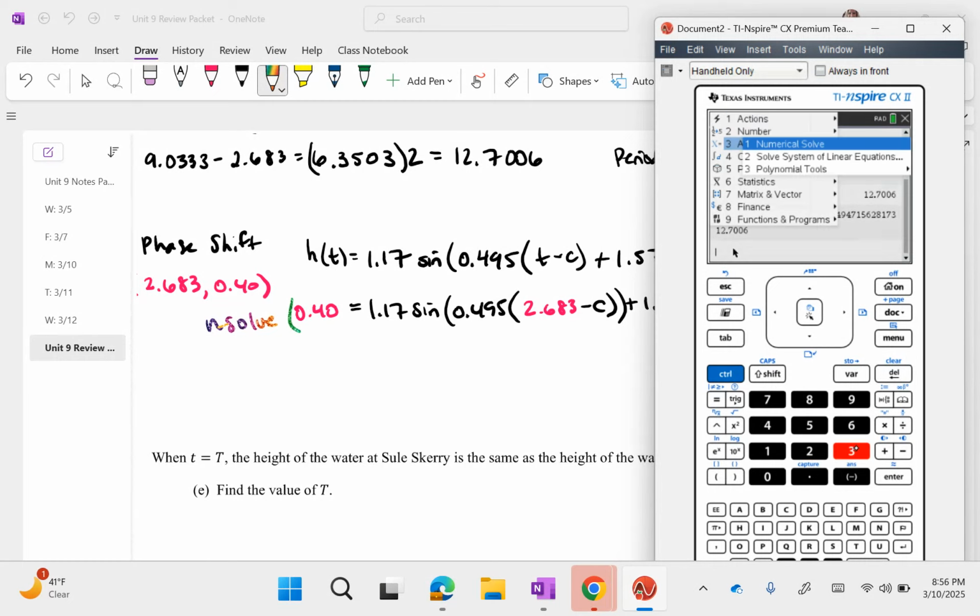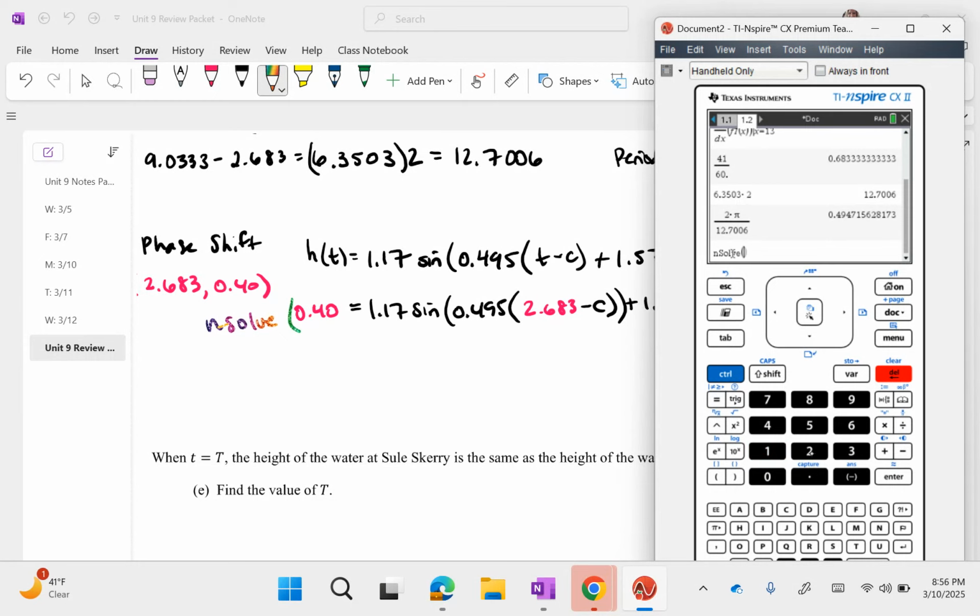So I've got menu 3, 1, and that's going to be 0.40 equals 1.17 times the sine, and just double check that you're in radians. Yes, good to go. Close those parentheses, plus 1.57, comma, c, and you should get 5.8563.